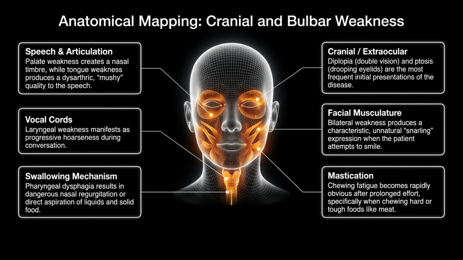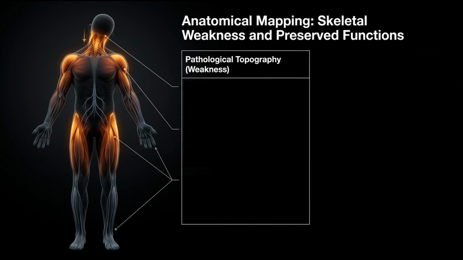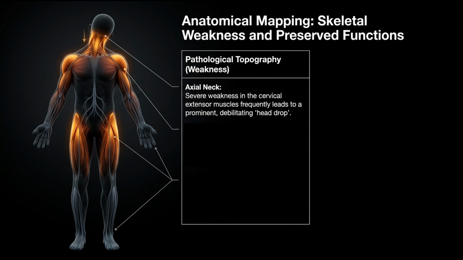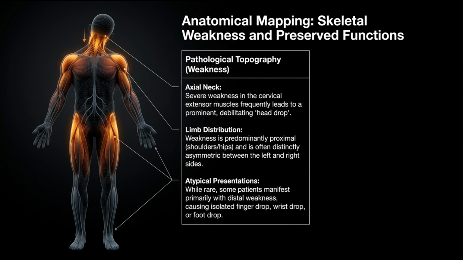Important note here. Bulbar, neck, and ventilatory weakness can be especially prominent in MuSK antibody-positive MG. Weakness in neck extensor muscles can lead to head drop. Limb weakness in MG is often proximal and may be asymmetric. However, some patients manifest with mainly distal weakness, such as finger and wrist drop or foot drop.